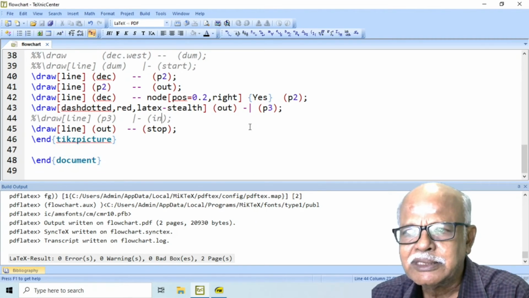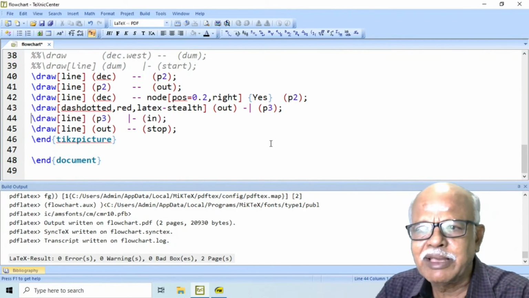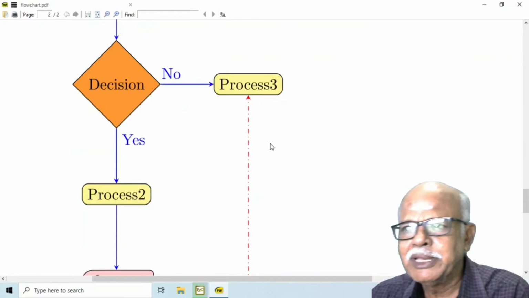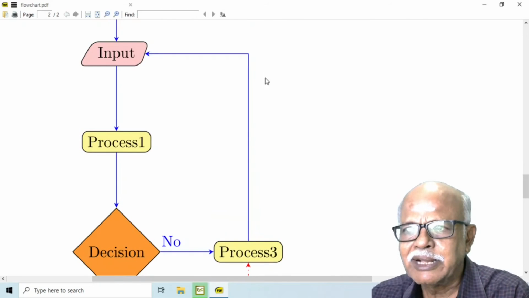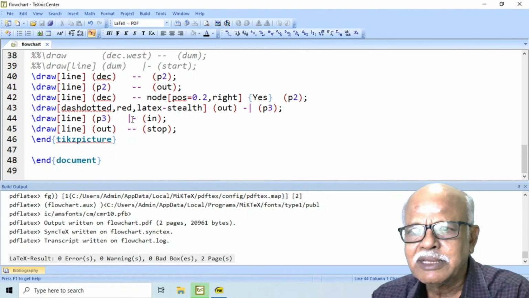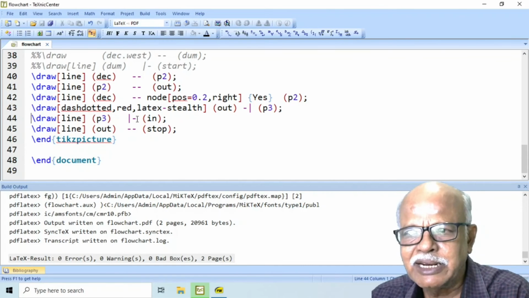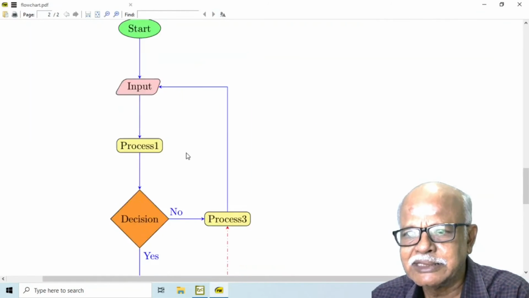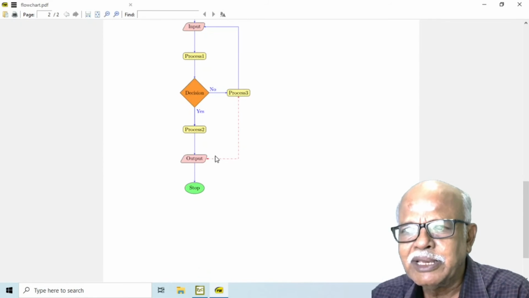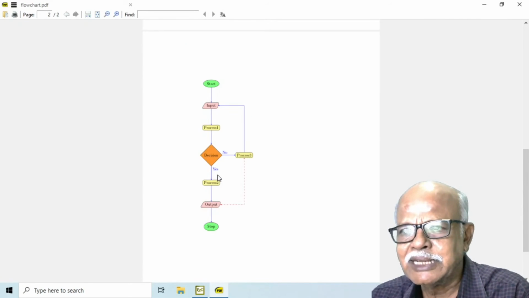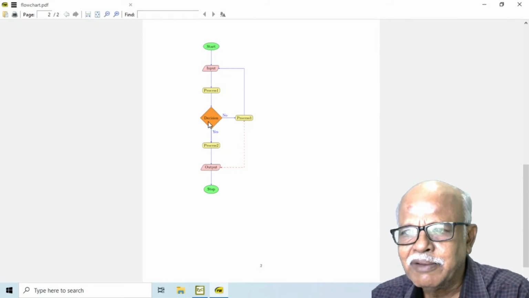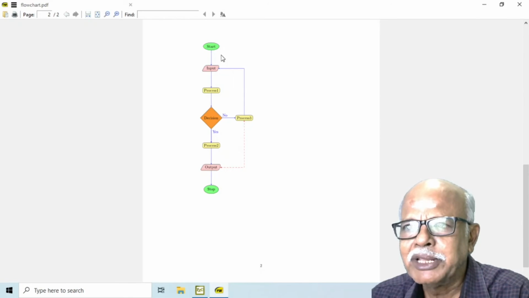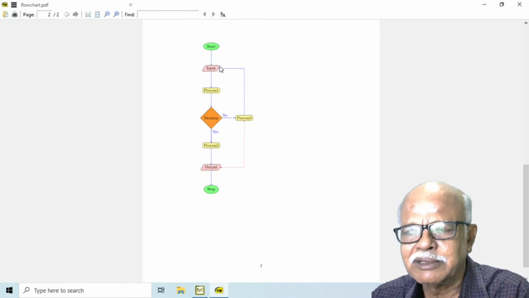Now similarly we can draw a line from P3 to input. This is again a rectangular line. Starting is vertical and ending is horizontal, like this. This seems to be a very simple affair. But now let us consider a case where I would like to draw a line from decision and going up to, let us say, start.